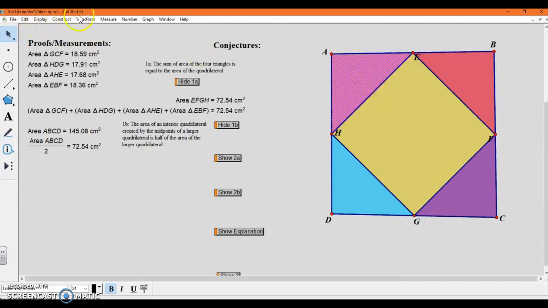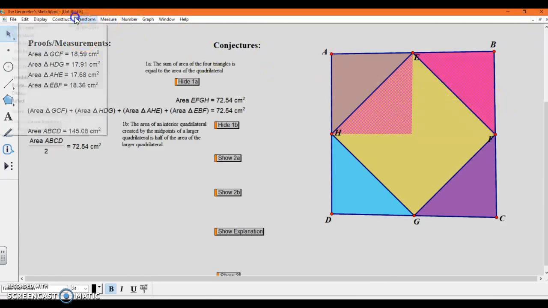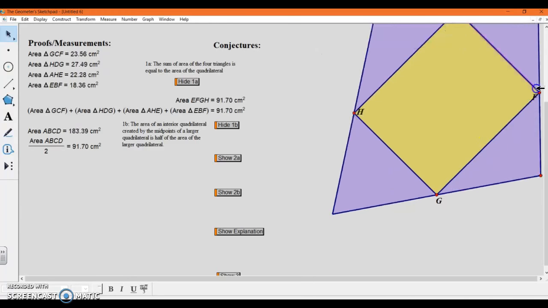We can also prove this using reflections. You can see that the area of the reflected triangles fills the quadrilateral, so we can dynamically prove that these areas are equal to each other. I'm now going to hide these reflected triangles. And I'm also going to hide the triangles on the outside so that we are once again just looking at quadrilateral ABCD and quadrilateral EFGH.